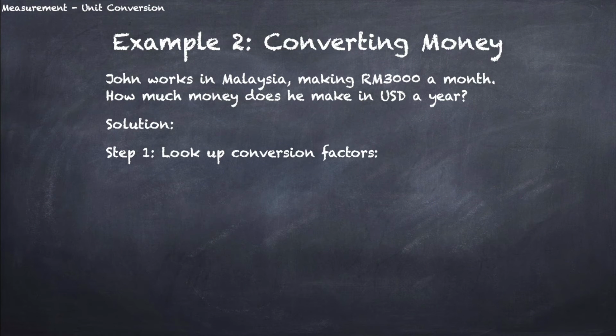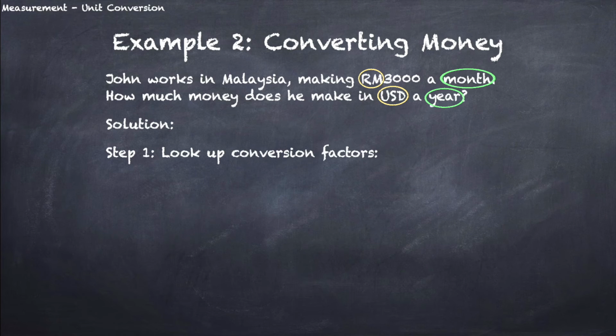Here's another example of unit conversion that may seem a little more practical. Imagine that you have a friend John who works in Malaysia and makes RM 3,000 a month, where RM is the Malaysian currency. How much money does John make in US dollar a year? First step, look up the conversion factors. But before we dive in, we should ask ourselves what units are we converting. We're converting from RM to USD and from month to year.